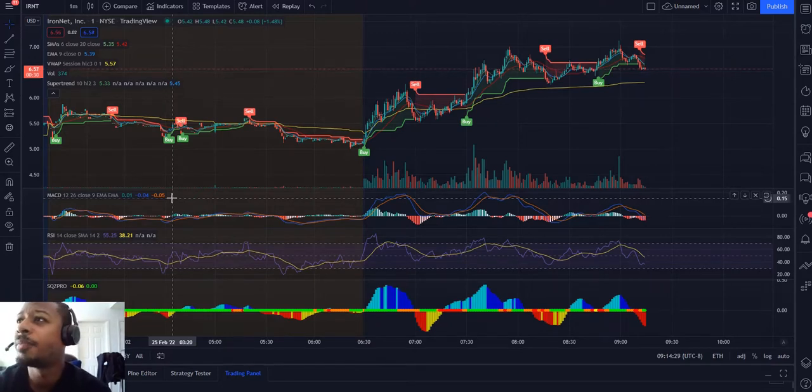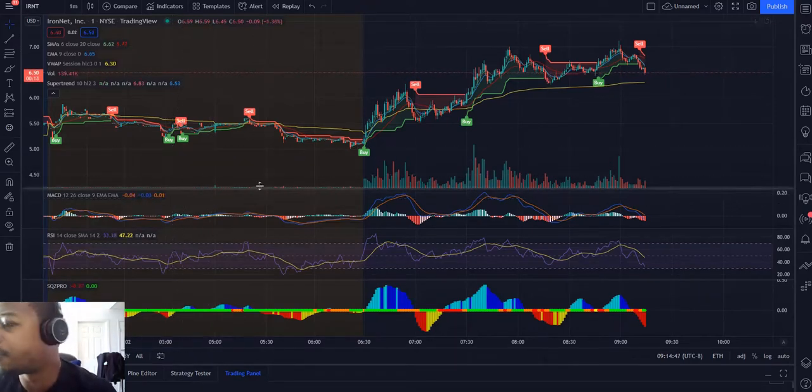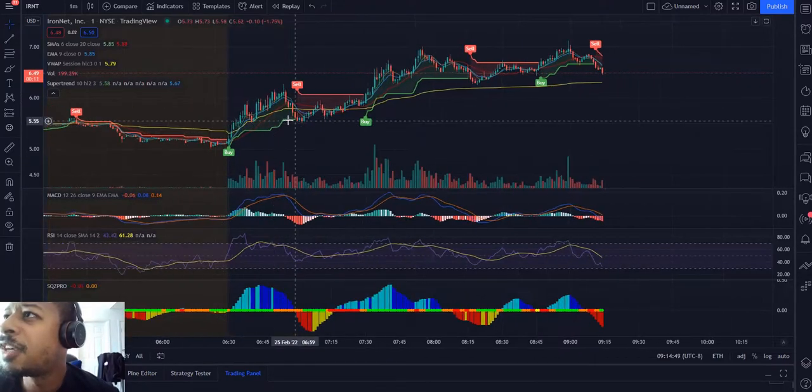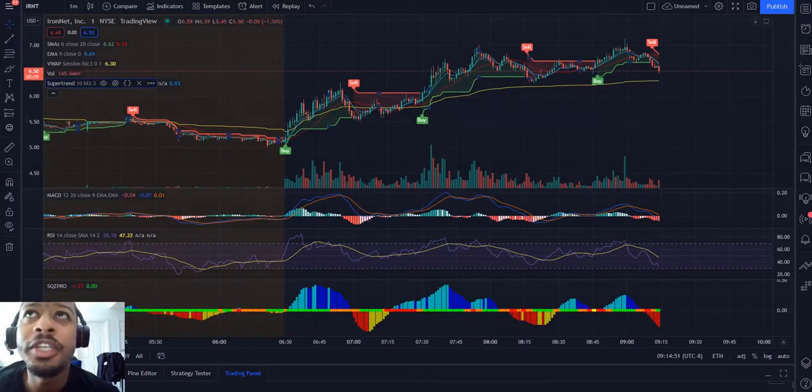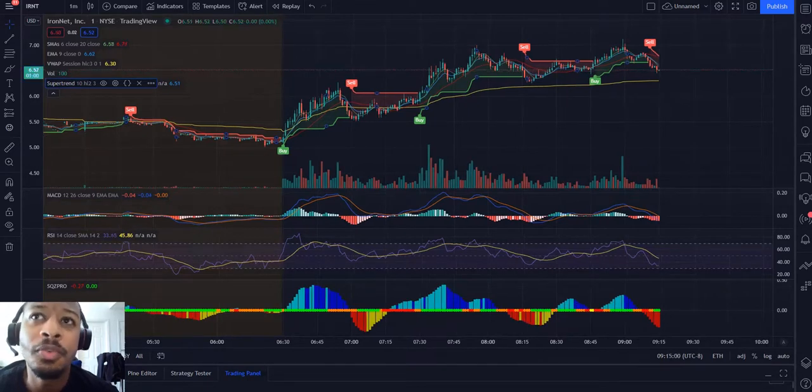I wanted to break it down here for you guys as well, so you can get a better idea of how to identify it, what to look for, and distinguish the differences between an ABCD pattern setup and other types of setups. Let's take a look at IRNT. Obviously, it was alerted, so at that point you would want to pull it up, take a look at the stock, and start to plan accordingly.